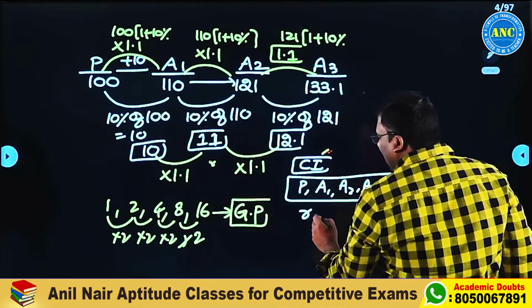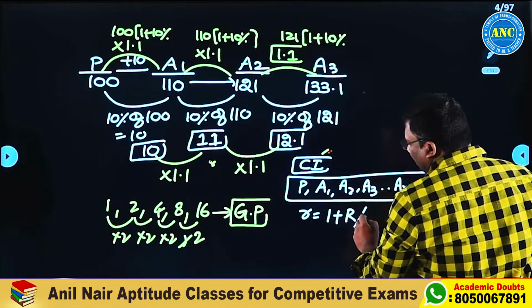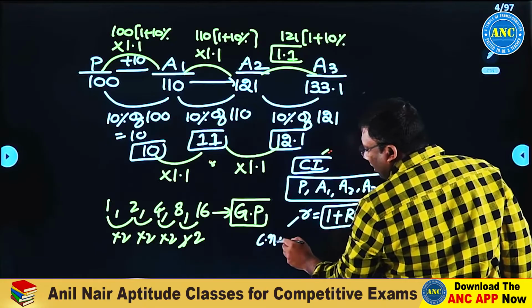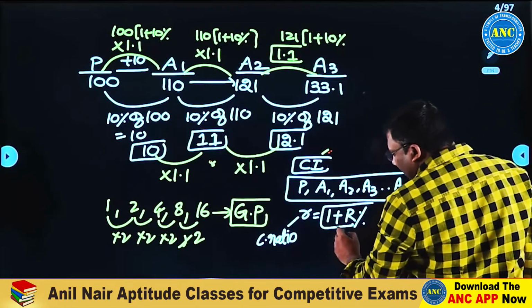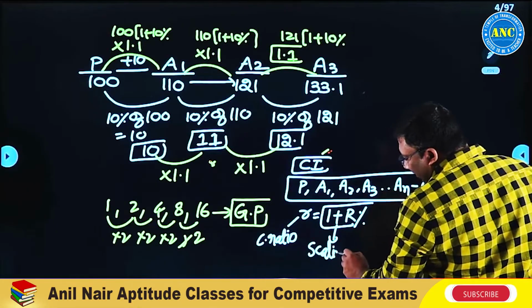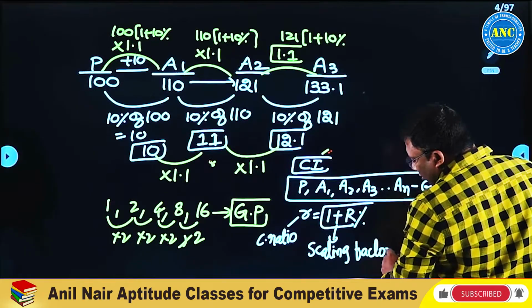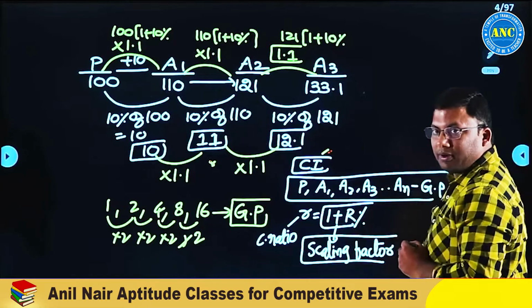Then what is the R value? R is given by 1 plus R percentage. In algebra it is the common ratio, right? Here it is 1 plus R percentage. This we call the scaling factor. Scaling factor is the common ratio in algebra for compound interest related problems.